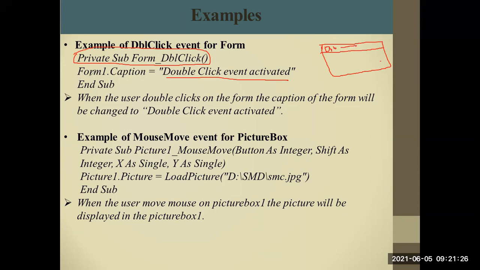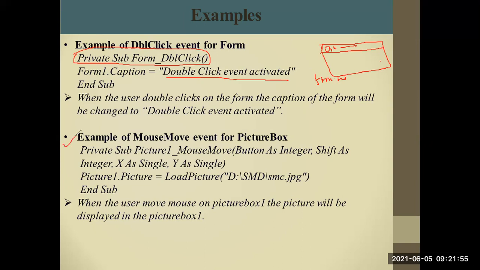Now actually when I write form dot caption, that means form is representative, the form as an object, then dot caption. Caption is a method. Now this method is going to perform what? It will just display the double click event message.